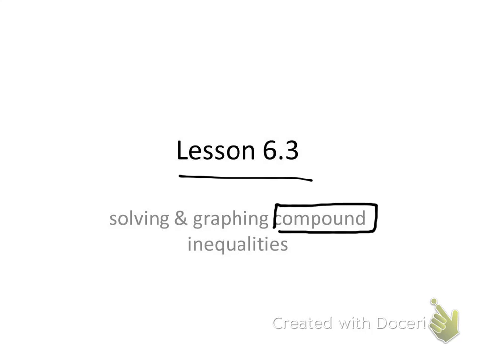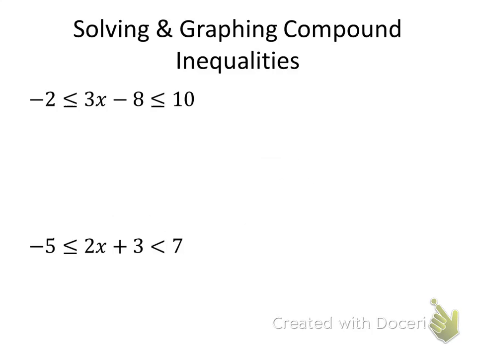There are two different types of inequalities that I could have. There's an "and" inequality: x is greater than this and less than this, so I've got a value that goes between these two numbers. Or we have an "or" inequality: x is either going to be bigger than this number or smaller than this number. We're going to learn how to solve these. The "and" inequalities are first.